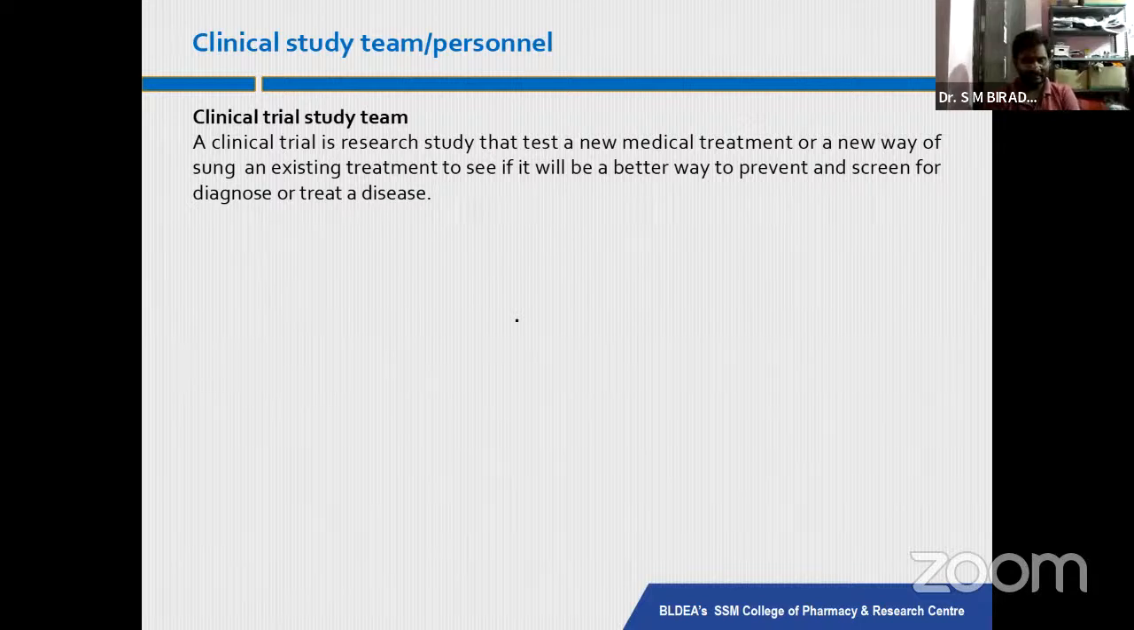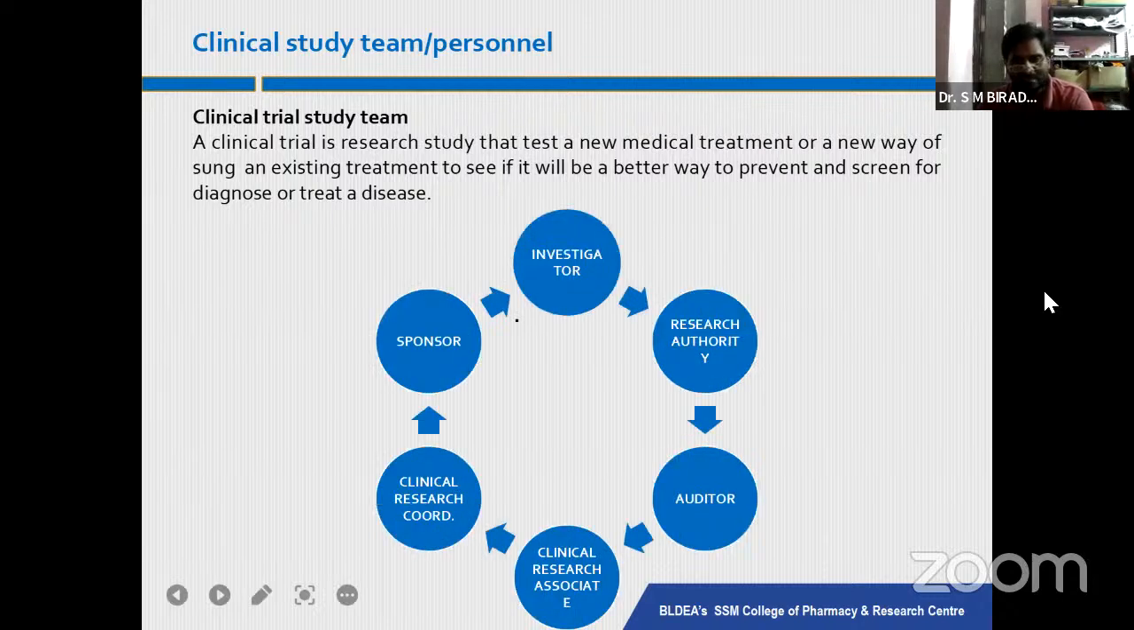A clinical trial is a research study that tests a new medical treatment or a new way of using an existing treatment, to see if it is a better way to prevent, screen for, diagnose or treat a disease. It is done by a team which involves the investigator, research authority, auditor, clinical research associate, clinical research monitor, and sponsor. We'll see each individual's role and responsibility in detail.